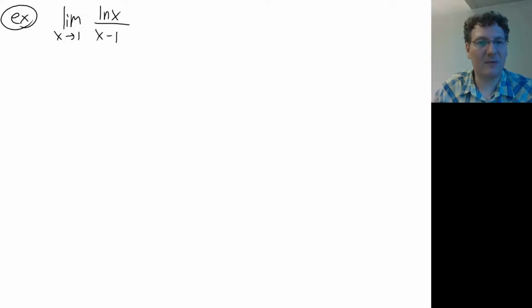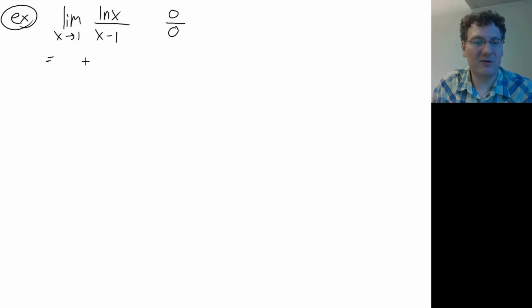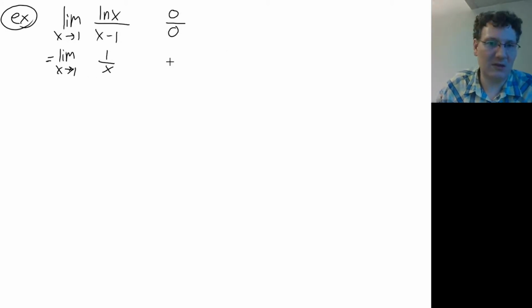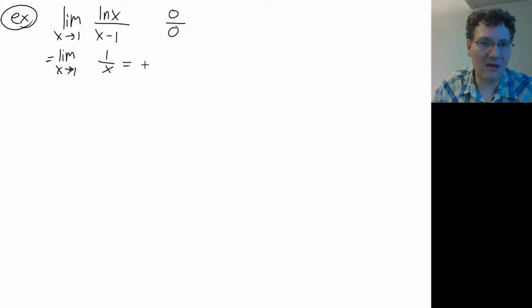The limit as x approaches 1 of natural log x over x minus 1. You can see that the natural log of 1 is 0, and x minus 1 is 0, so you get 0 over 0 as an indeterminate form. So we can use L'Hôpital's rule and say this is the same as the limit as x approaches 1 of the derivative of the natural log of x, which is 1 over x, over the derivative of x minus 1, which is just 1. I don't need to divide by 1 because that doesn't do anything. So we can just plug in 1 now and we've evaluated it. The answer is 1. Isn't that nice?